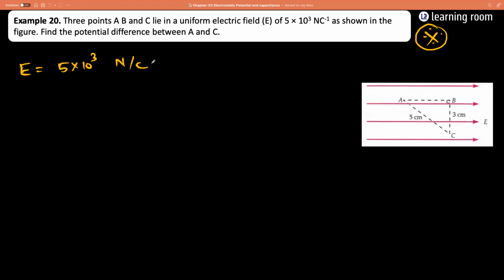Sir, 0. Why? They are not equipotential, no? Did they say they are equipotential? Oh, okay, sir. Got it. Sir, is the potential difference between A and C going to be equal to B and C?